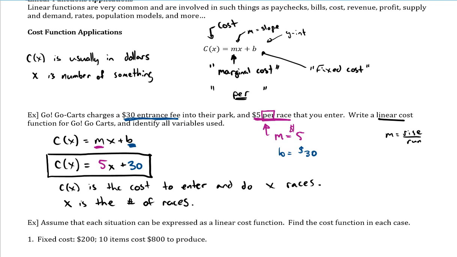And we can always check. This is a pretty easy real-life scenario you could do. Say you did want to go to this place and say you wanted to do 2 races. Well, that would be $30 to enter. 2 races would be 10. So it looks like you should be spending 40.